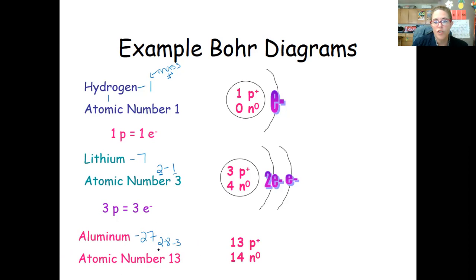That means in level 1, there's 2 electrons of the 13. Then I have 8, right? There's 10. And now I'm going to add the last 3 to the last level, which is going to be 3. So there's my nucleus.